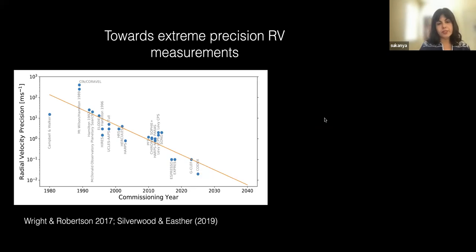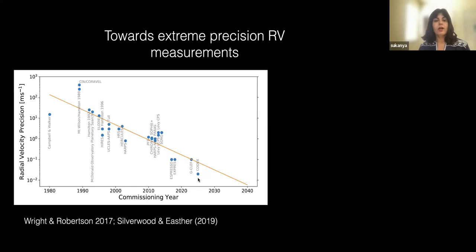There have been, as you can see, significant improvements in precision here, and where we are today, the instrument we are using is Espresso on the VLT, which has gotten to, in some cases, about 30 centimeter per second radial velocity precision. The instruments expected to be available on the ELTs should achieve comparable, if not better, RV precision. The primary difference will be that they will be on much larger telescopes.